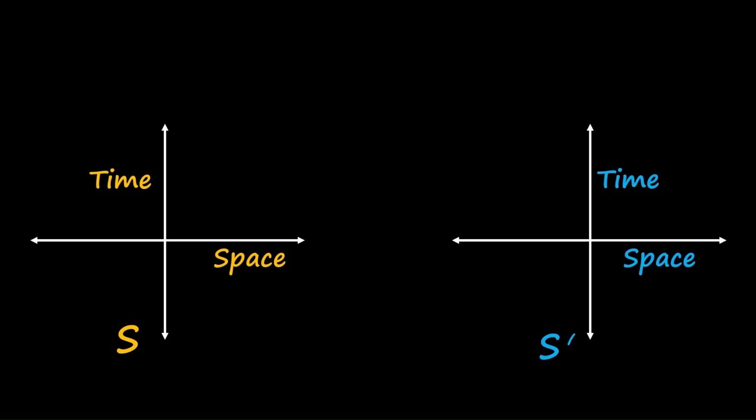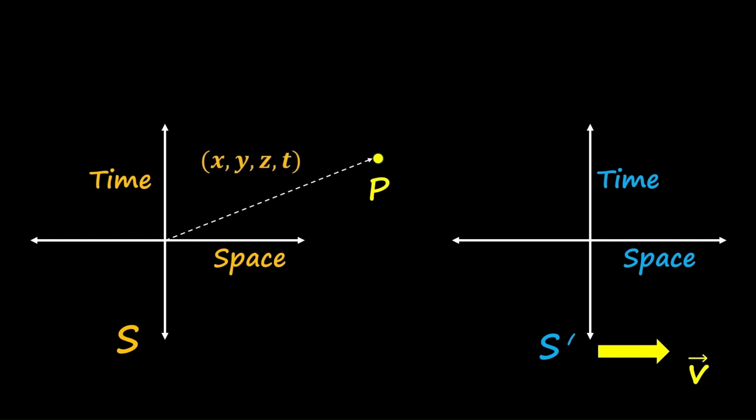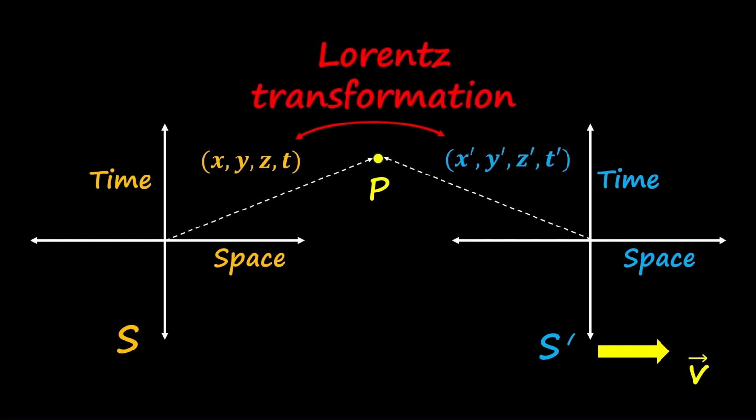Suppose we have a frame of reference S and another frame of reference S prime, and S prime is moving with some velocity v, and there is an event happening at point P. Now if we observe this event from S, we'll have x, y, z and t, but if we observe the same event happening at point P from S prime, we'll have another set of space-time coordinates. The relation between these two sets of coordinates is given by the Lorentz transformation.